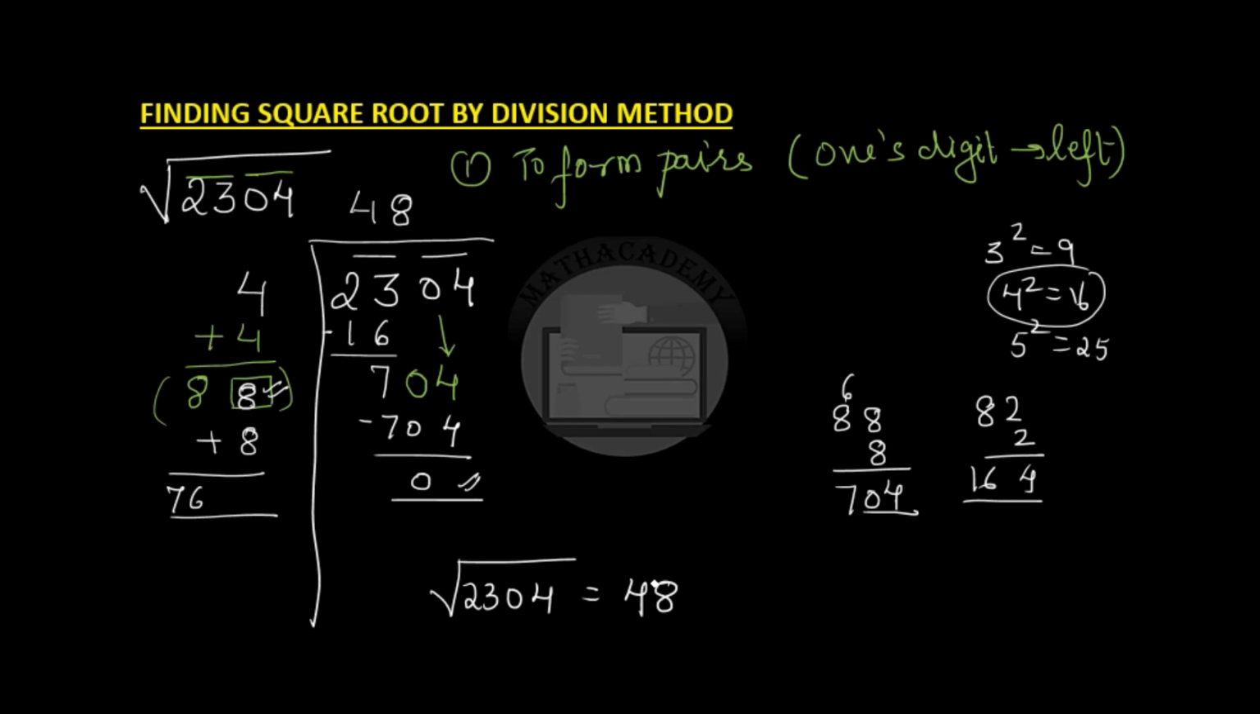I hope this is a little bit clear. Let us do one more example to make it clearer. The square root of 729. The first thing is we have to form the pairs. We start forming the pairs from the ones digit and move to the left. Now we are left with only one digit which is 7, so we will just put a bar on 7. Our first dividend is the number 7.